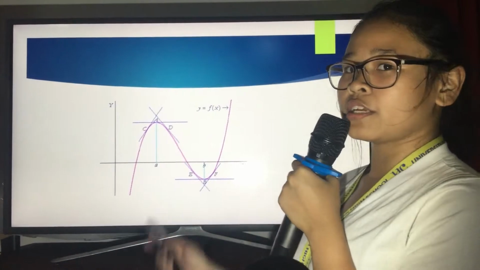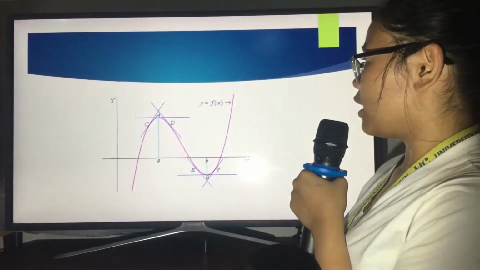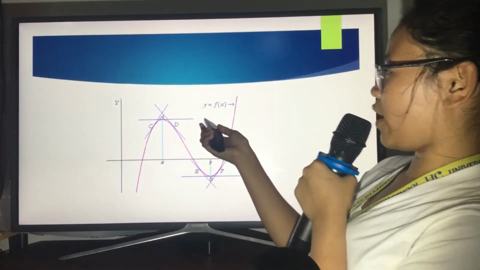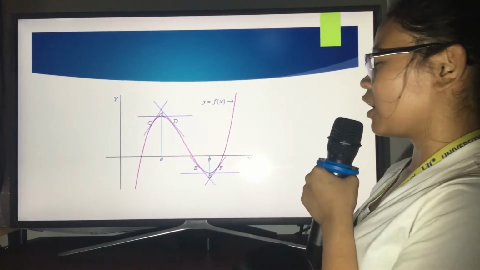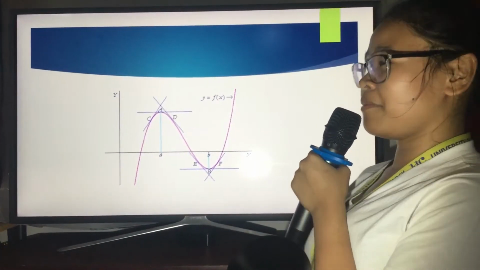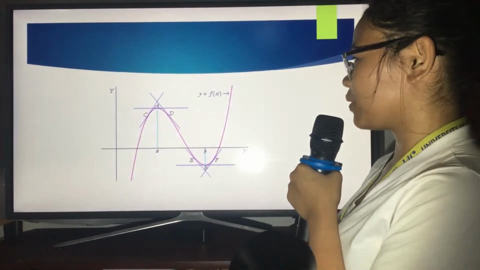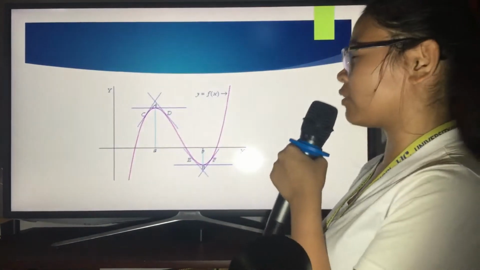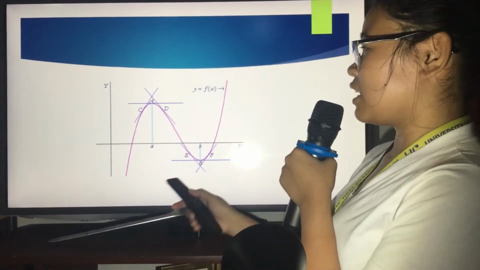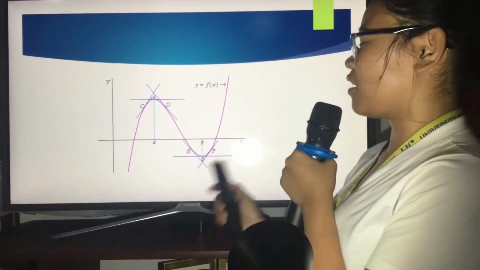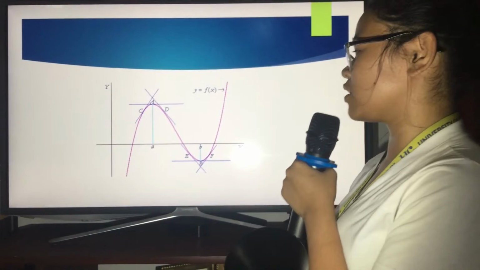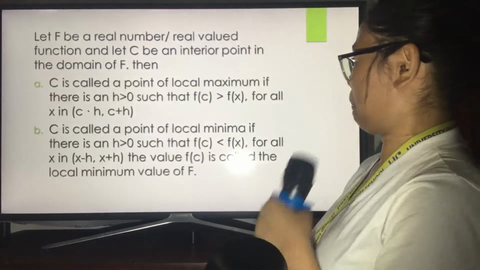Now we will discuss the maximum and minimum values of the function. As you can see, this is the graph of maximum and minimum. This is y equals f of x. In order to find the maximum and minimum values of a function, we will draw a tangent line. The greater value of y is our local maxima, and the lesser value of y is our minimum.